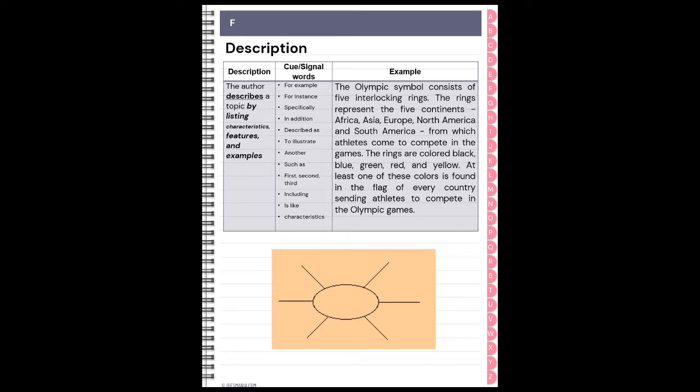Example: the Olympic symbols consist of 5 interlocking rings. The rings represent the 5 continents: Africa, Asia, Europe, North America, and South America, from which athletes come to compete in the games. The rings are colored black, blue, green, red, and yellow. At least one of these colors is found in the flag of every country sending athletes to compete in the Olympic Games.